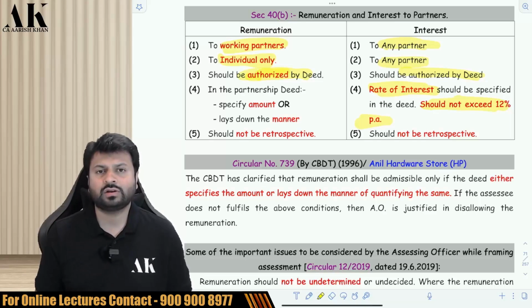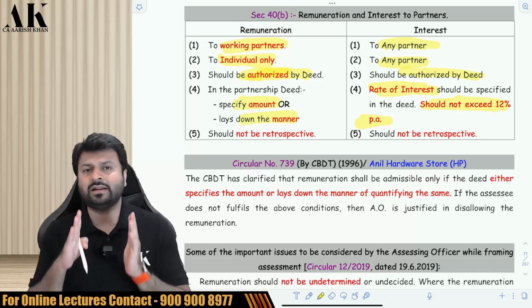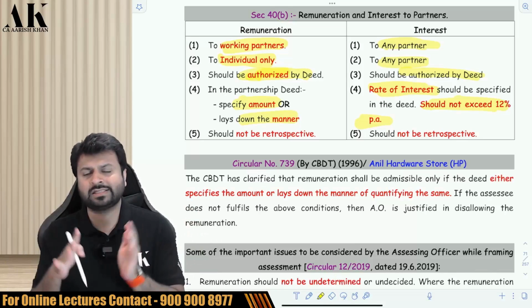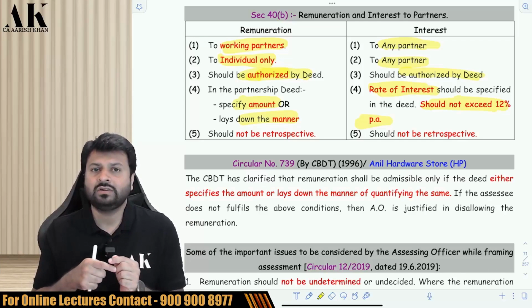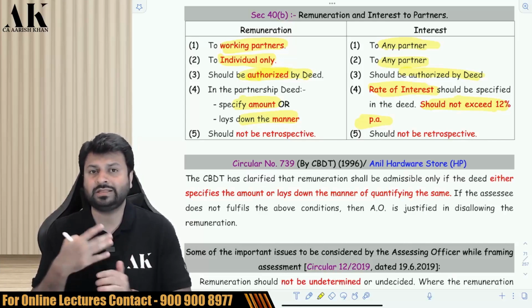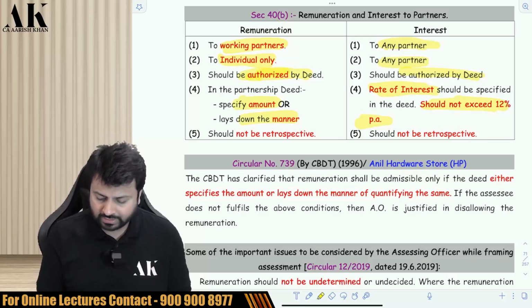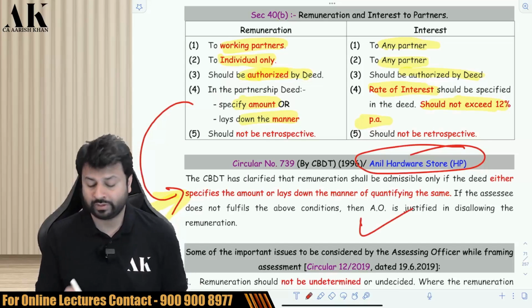What should be authorized in the deed for remuneration? Either the amount of remuneration should be mentioned, or the manner in which remuneration will be paid should be mentioned. Either you should mention that remuneration will be 50,000 rupees per month, 60,000 rupees per month, or you should mention in the deed that remuneration will be paid at the rate of 90% of the profit, 70% of the profit, 50%. The manner has to be mentioned. Either of the two. Even the CBDT circular is saying the same thing, and even the Himachal Pradesh High Court is saying the same thing which is mentioned over here in point number 4.